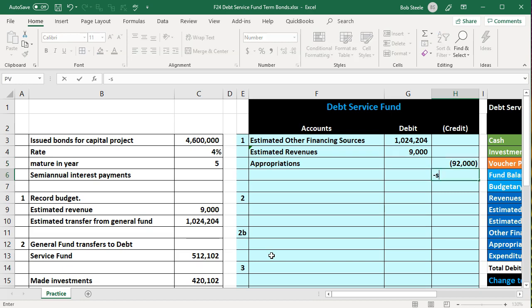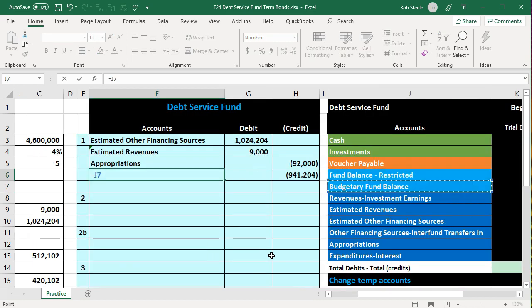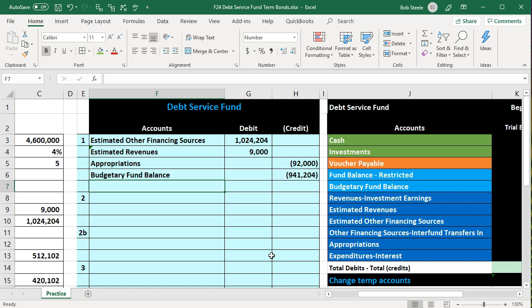Then we need the negative sum for the balance, the difference. And that's going to be this amount. And that, of course, is going to go to the budgetary fund balance. That's where our difference is going to be.